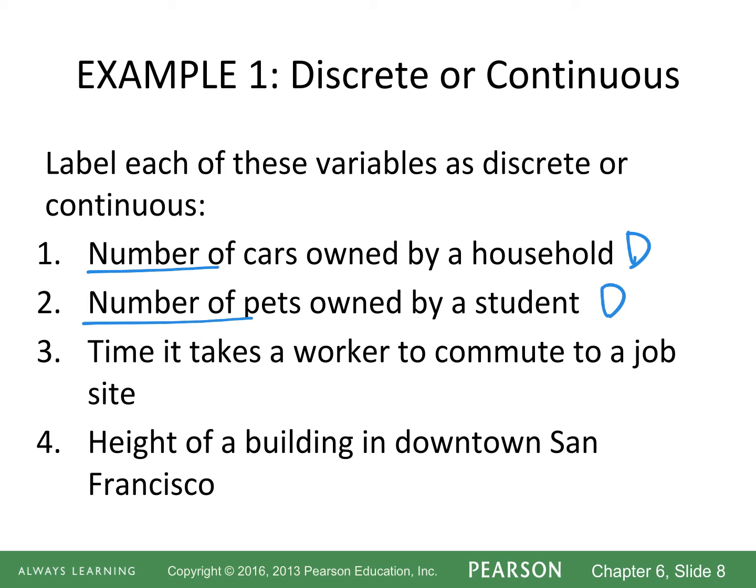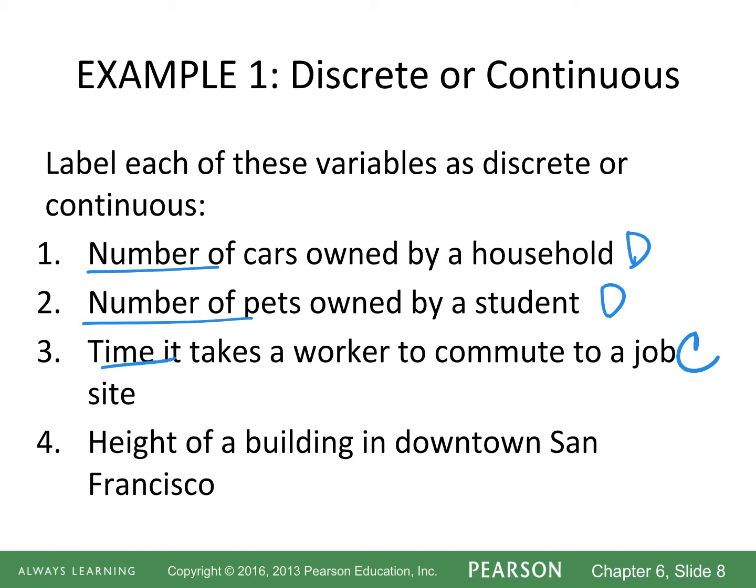Number 3 says the time it takes a worker to commute to a job. We're talking about time in this example, where you can't really count it. Like you can't list all the possible times. So this one is continuous. It's happening over a range. The time it takes a worker to commute could be, I don't know, 10 minutes and 26 seconds. It could be 10 minutes and 29 seconds. There's just a whole range of time that we could have, and you couldn't just list all of them.